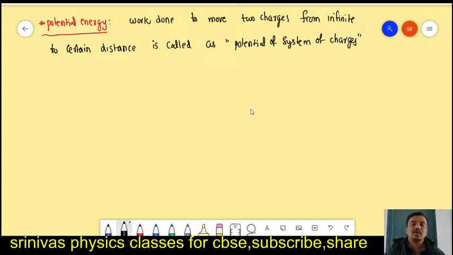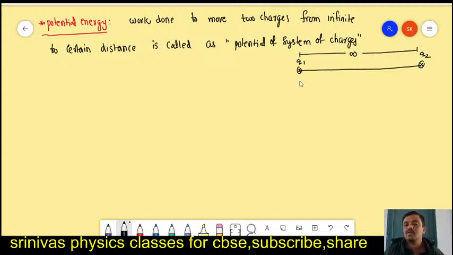Then how to write this one? Just take some q1 charge here. Initially this is the q1 charge, and this is the q2 charge. Initially they are at infinite distance. The influence of one charge on another is not there if they are at infinite distance. Then I am moving these two charges nearer to each other.